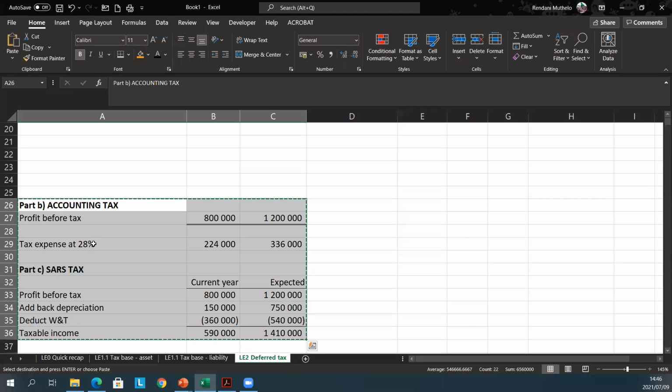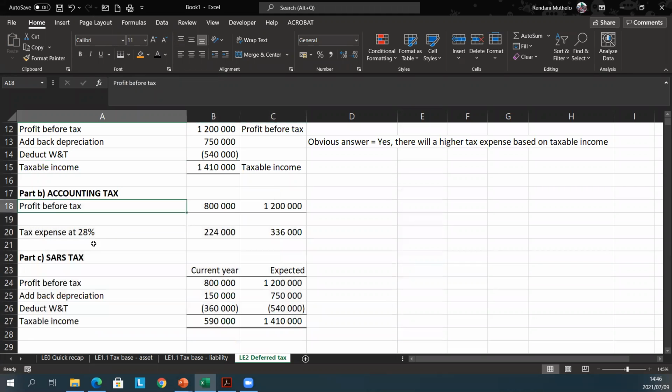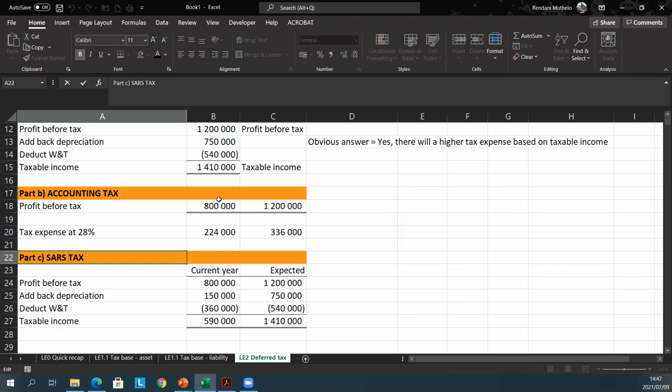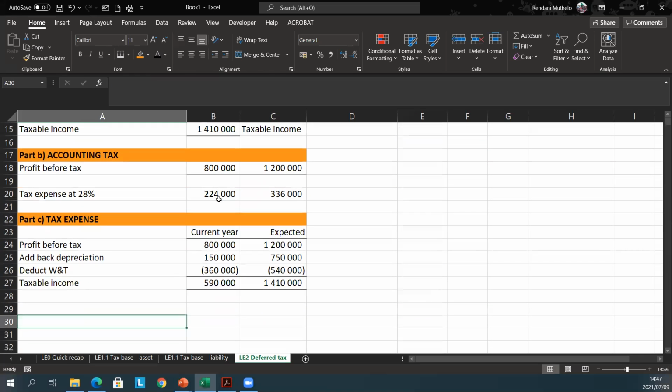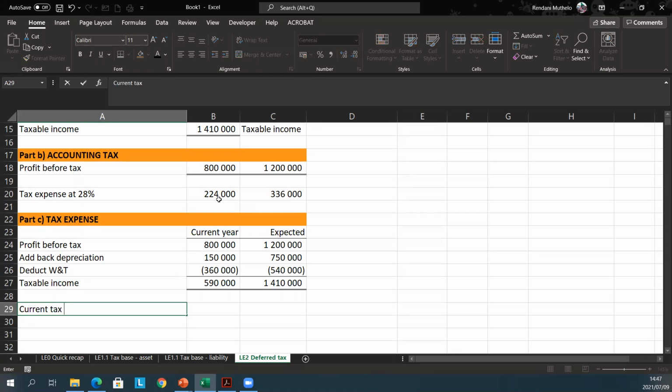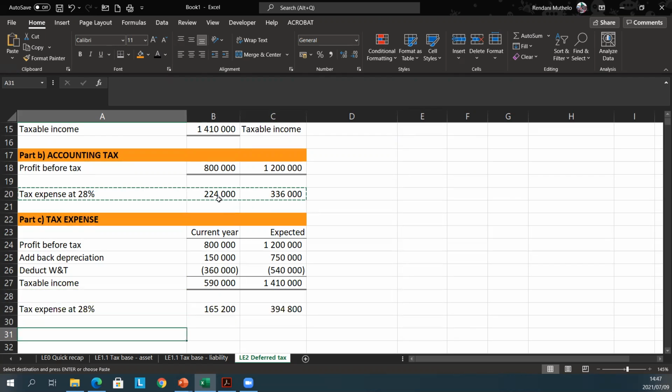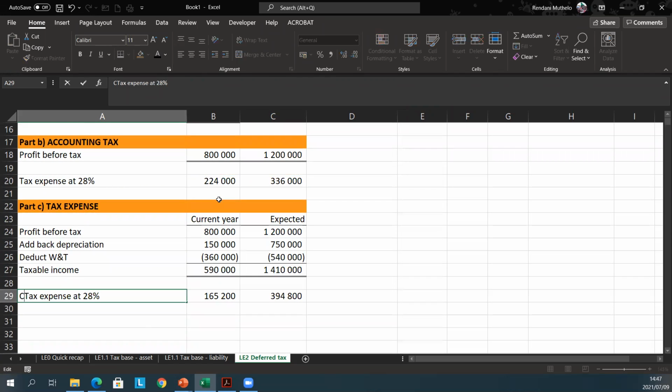Okay, so we've got accounting tax and we've got SARS tax. So this is interesting. These numbers are not the same. So now, how do we make these numbers the same? What is the tax expense? So we will get to learn this at a later point. But the tax expense is equal to the current tax expense.